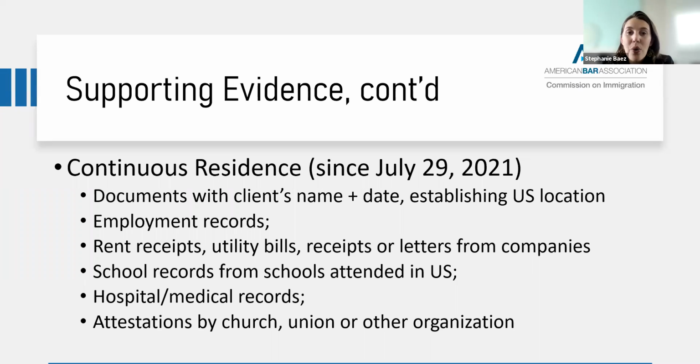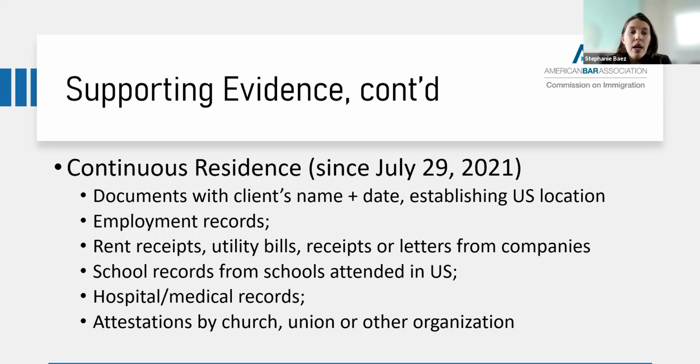Now, we also need to show continuous residence in the United States. And remember, that's evidence to show that your client has resided here and has set up the United States as their place of residence, their place of home. So documents that can show this are things that have your client's name and date and an address in the United States that establishes that this is where they reside.